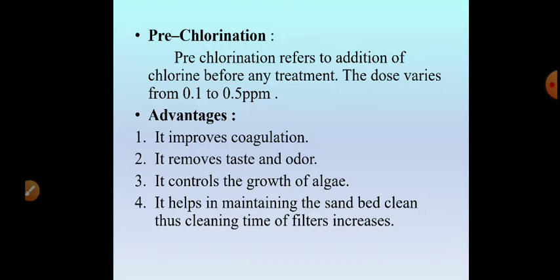Thus the cleaning time of the filter increases, right? So pre-chlorination is addition of chlorine before any other treatment is given, maybe before sand filtration. And what is the dose? 0.1 to 0.5 ppm. It improves the process of coagulation, removes taste, odor, removes algae, and because the water has already been chlorinated and then passed into sand filters, the sand filter will remain clean for a longer time. So the cleaning time between two intervals will increase.